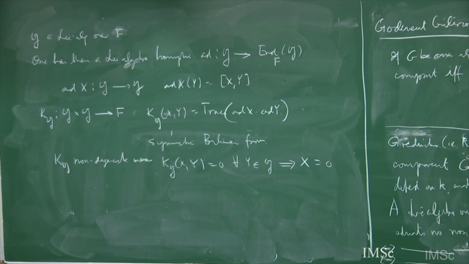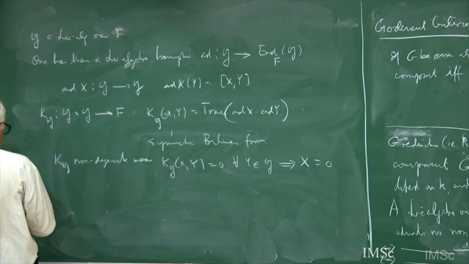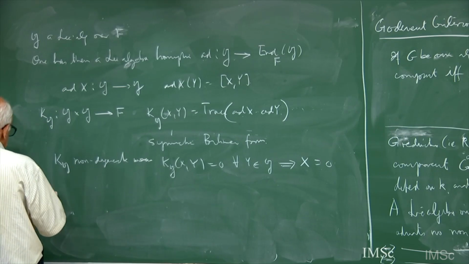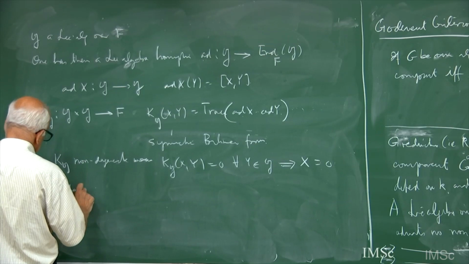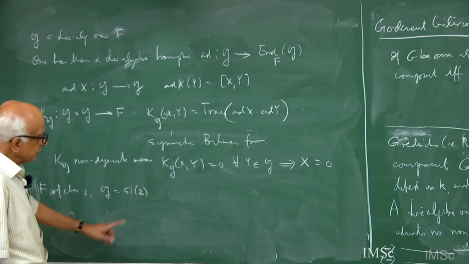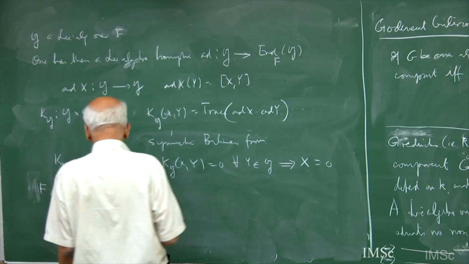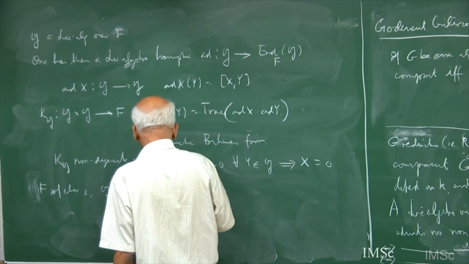Characteristic 0 is important, I've said that already. If the characteristic is not 0, it's not true. In fact, it already fails for SL2. If F has characteristic 2 and G equals SL2, the algebra of 2 cross 2 matrices, you can easily see that K_G is degenerate.